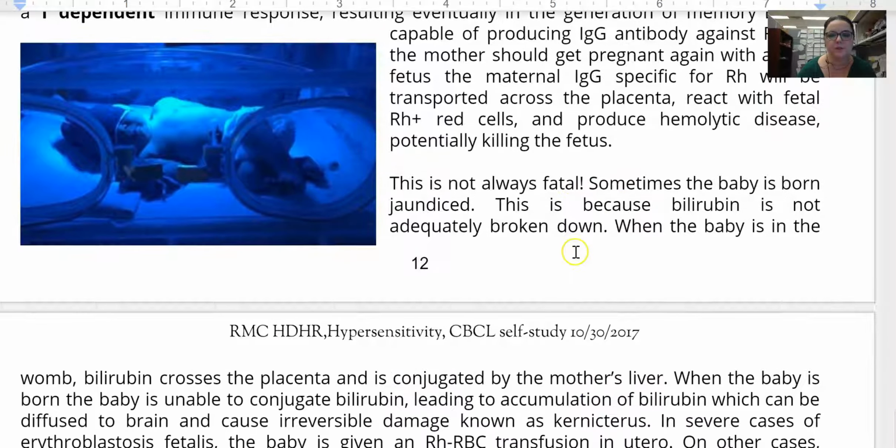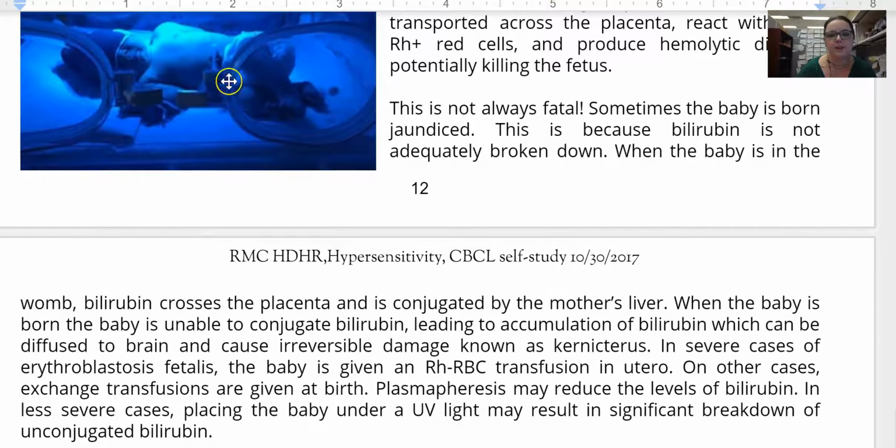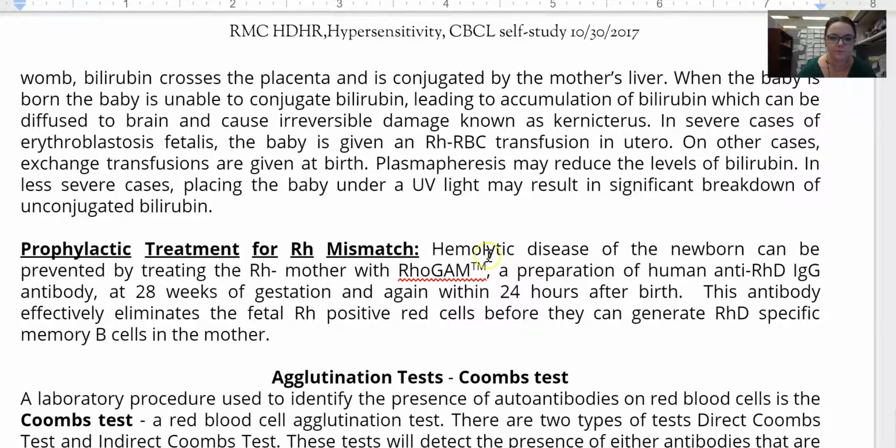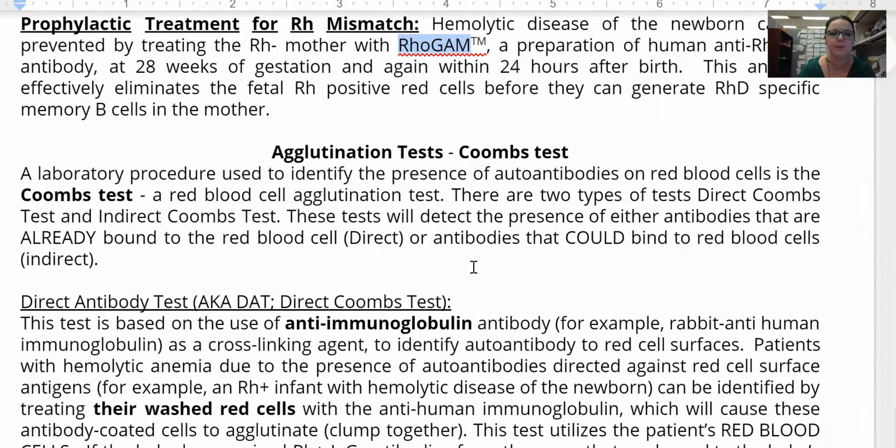It's not always fatal. Sometimes the baby just needs some help breaking down those red blood cells they lysed, and they get a nice little tanning booth here. And we actually have a prophylactic treatment for it. So if we type mom and we type dad and we know what's going on, it's not a problem.